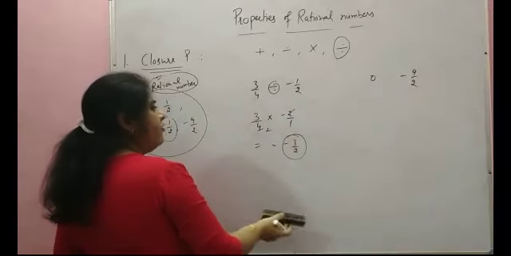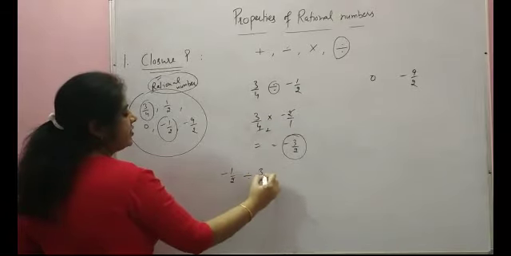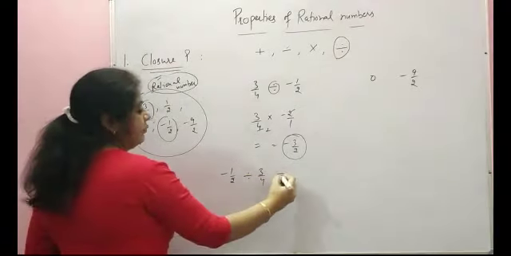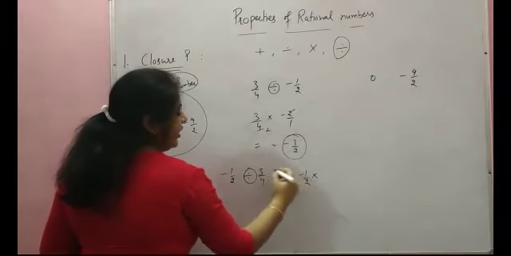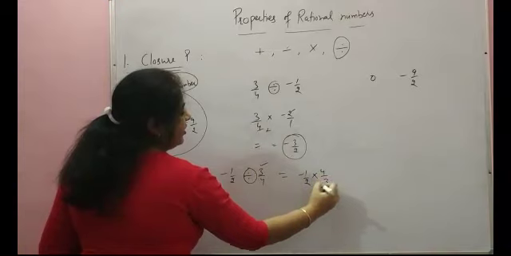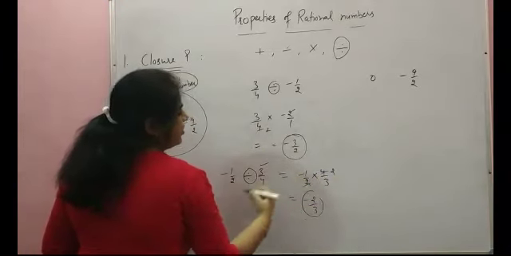Or if we just change the order, we keep this at first and this at second and we are dividing them. See, minus 1 by 2, divide changes to multiply and take the reverse of this, 4 by 3. What would the answer be? Minus 2 by 3. It means this is a rational number.